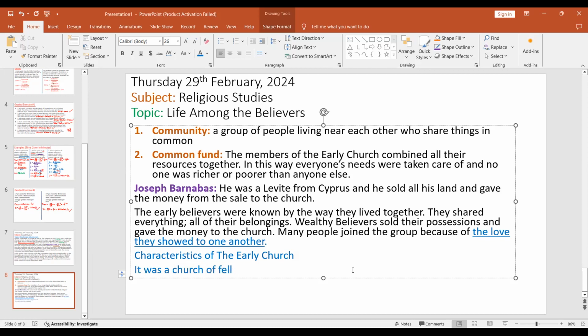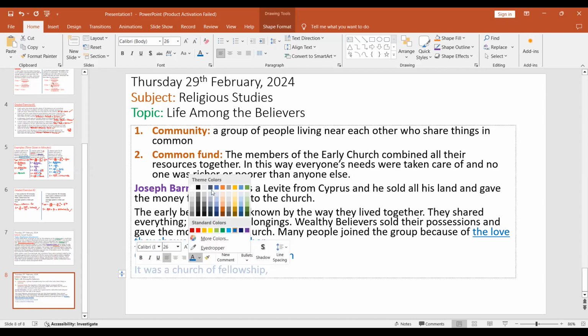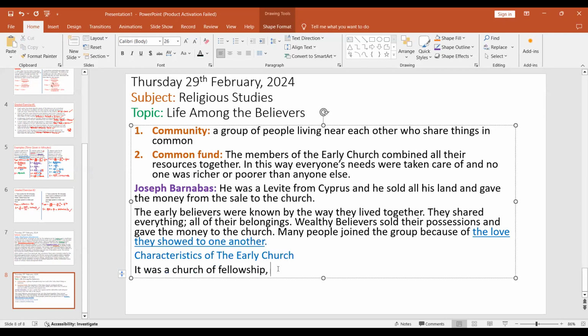When we say fellowship, what does that mean? I want to know what fellowship means. Partnering up with other people. Partnering up. Fellowship is basically when you get together, right? Get together, eat together, be in one another's company. So it had that social bonding feature of it. So it was a church of fellowship. So they would practice togetherness.